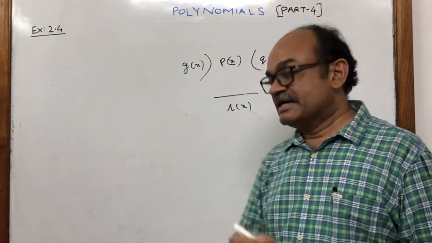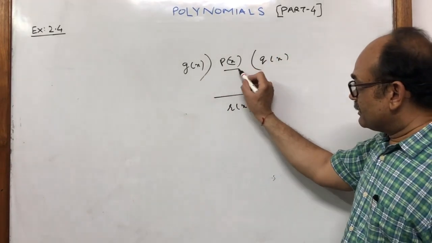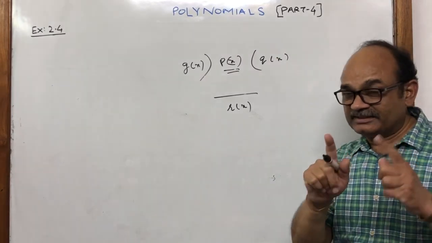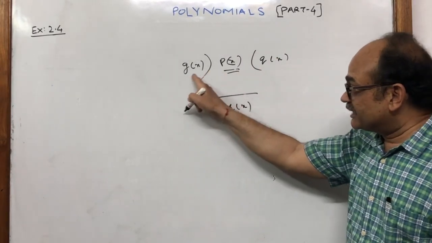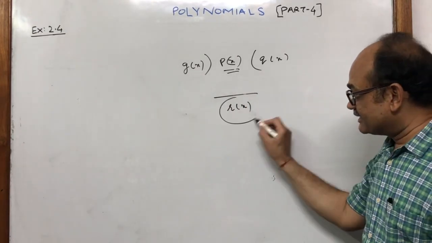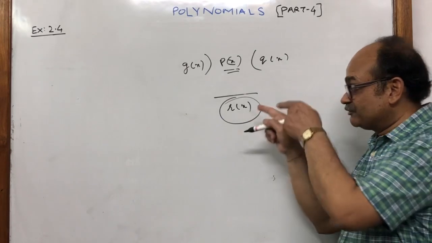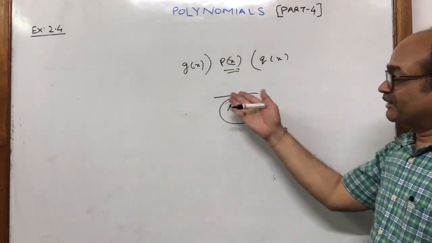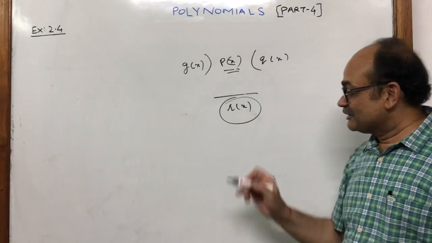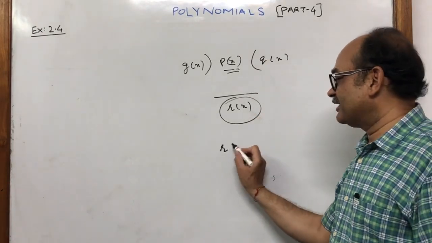First type. Second type, they will say, what should be subtracted from px so that gx will become a factor? This rx is extra. It means you have to subtract this rx. Automatically this will become factor. gx will become factor of px. So what should be subtracted? So rx should be subtracted.